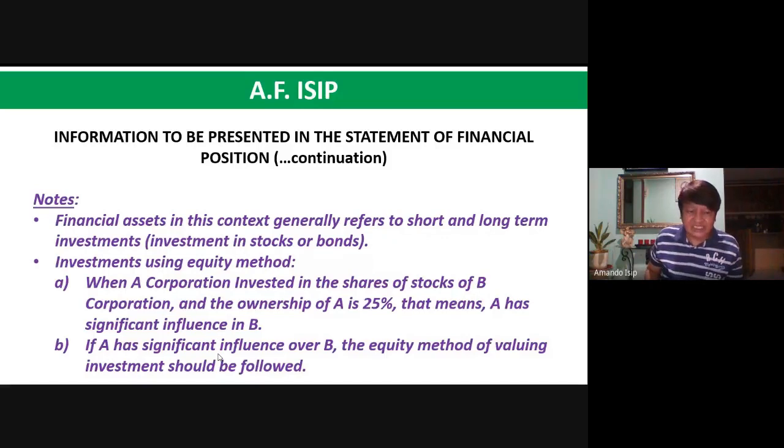I will repeat, remember this statement, letter B. If company A has significant influence over company B, the equity method of valuing investment should be followed, should be applied. In other words, the equity method of investment is applicable only on the part of A if A has significant influence over B. And what is significant influence? If your investment is at least 20% or more, you are considered to have significant influence. Remember that, gentlemen and ladies.